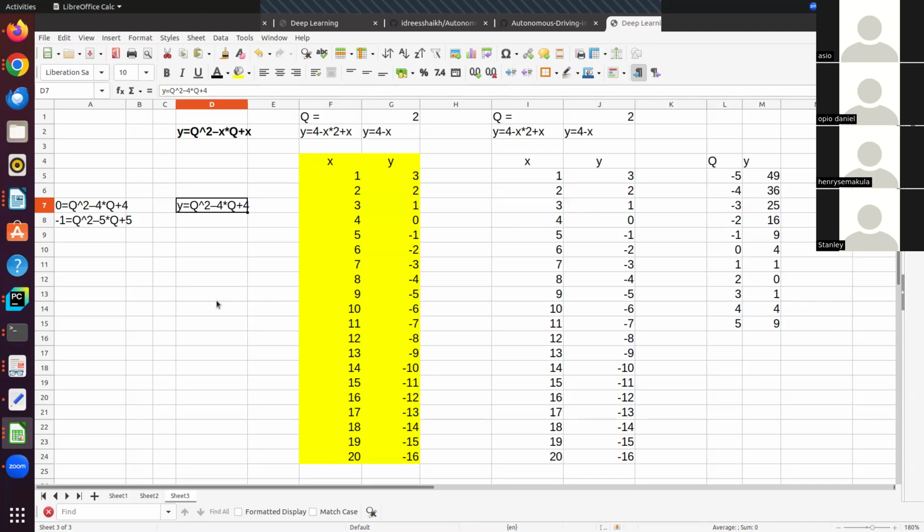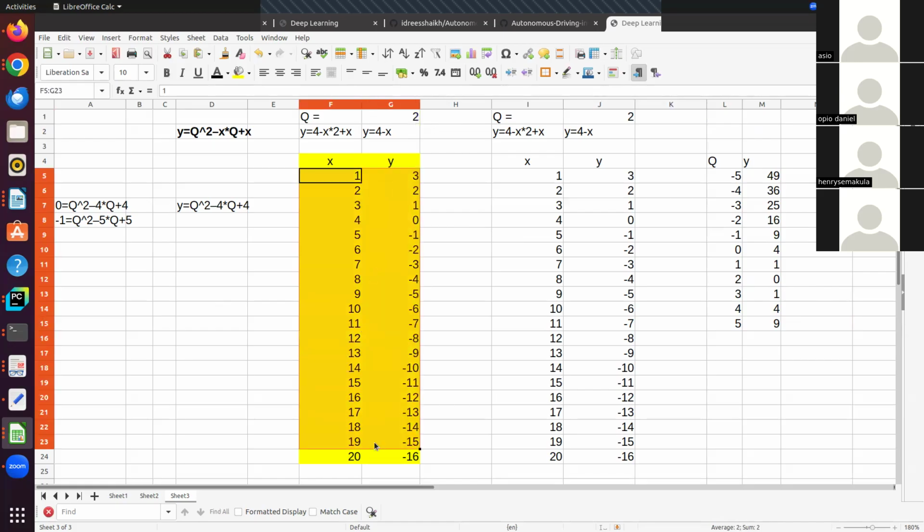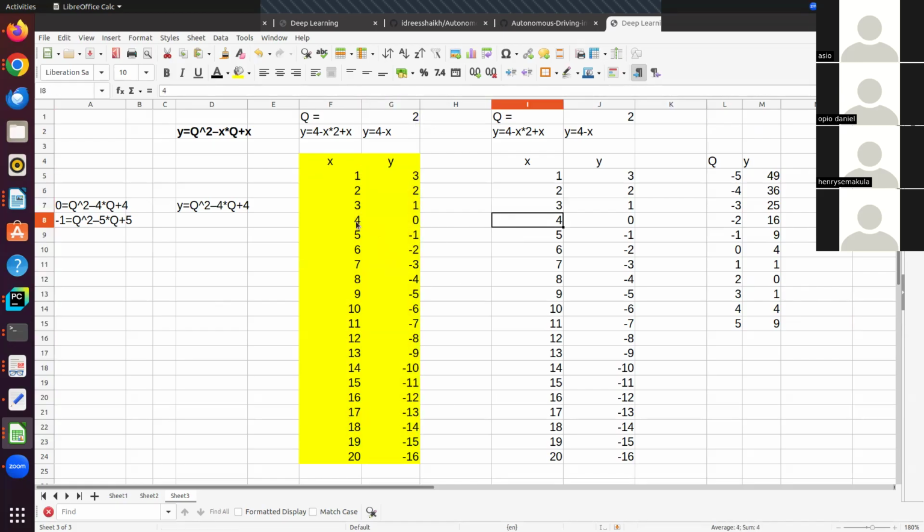And why will I get y equal to 0 only when q is 2? Just think about the way we built this example. Because when x is 4, y is 0, and this 4 and 0 were generated when q was 2. Therefore, when I go backward and plug x equal to 4 here, the 0 will be only when q is 2, because that's the way we generated those samples.